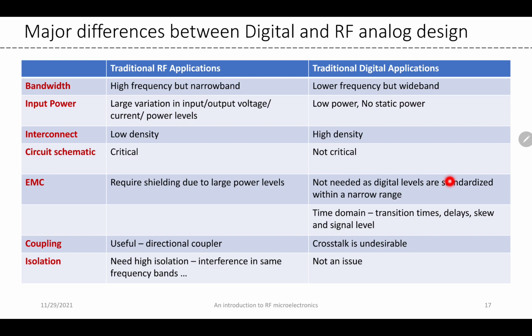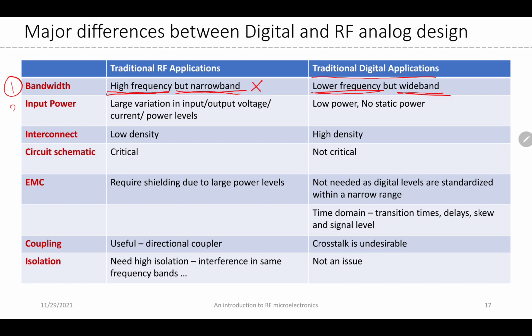So what are the key differences? The first is bandwidth. In traditional RF applications, the signal used to be narrowband, but high frequency. And traditional digital applications used to be wideband, but lower frequency. The center frequency used to be lower, but the signal used to be wideband. In traditional RF applications, the center frequency used to be high, but narrowband. Although this definition is no longer valid, we now have very high frequency and wideband systems being designed.